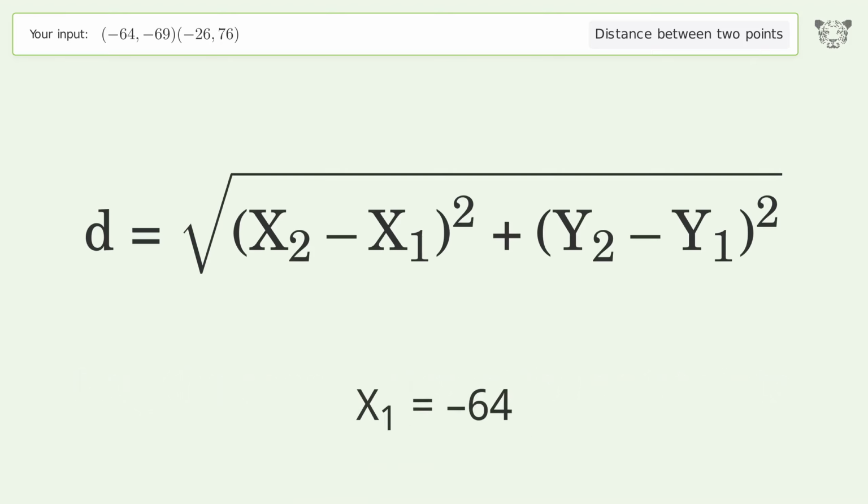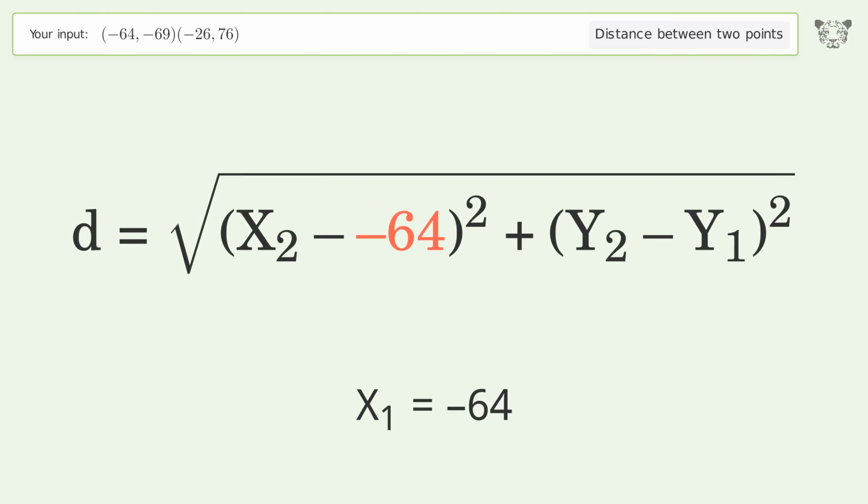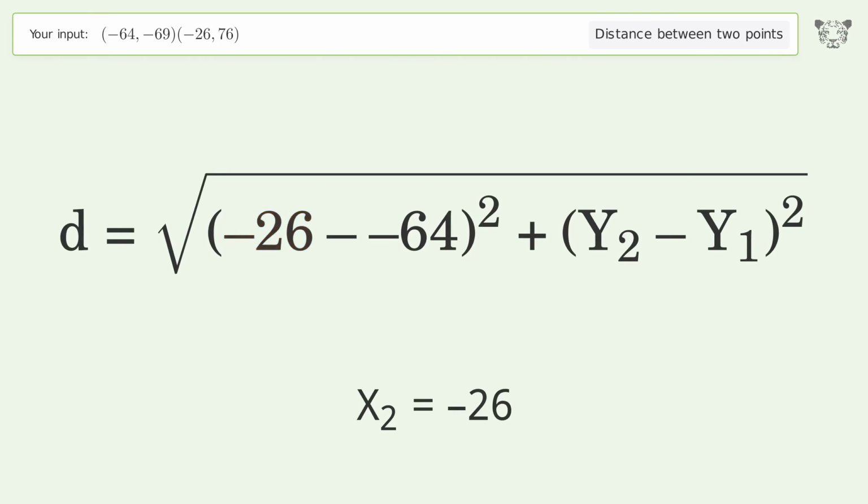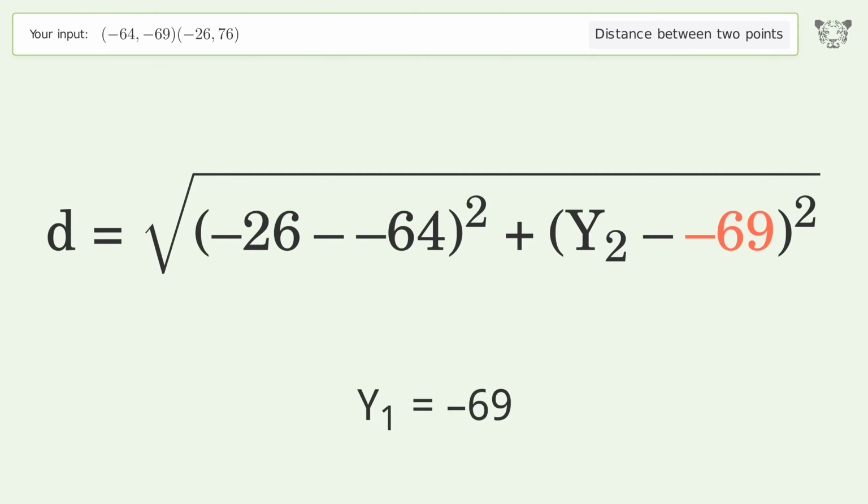x1 equals -64. x2 equals -26. y1 equals -69. y2 equals 76.